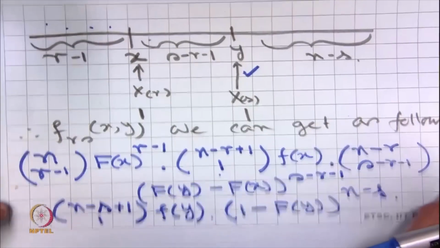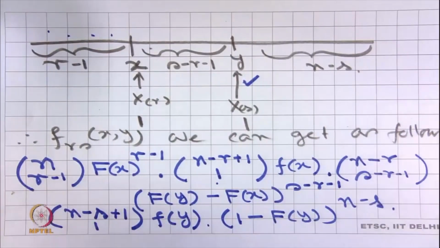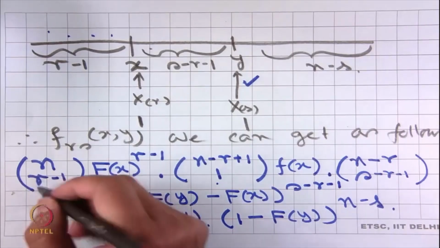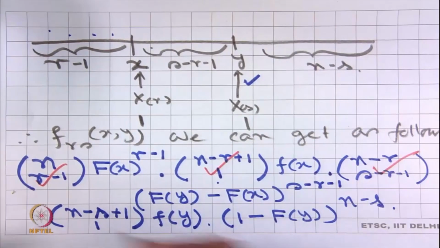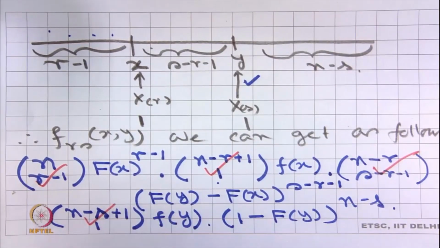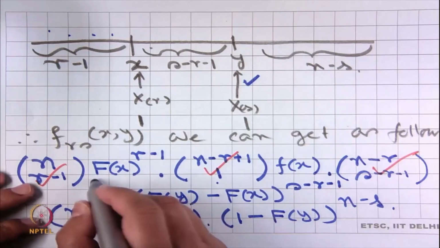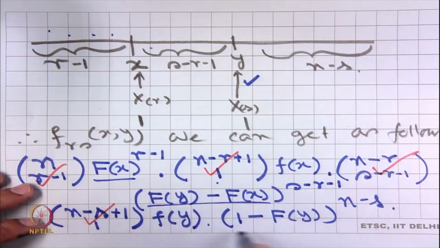If you remember, we have done this, we have used this, and of which we have taken care of this, this, this, and of course, f x and f y come together. What is remaining is this, this and this.